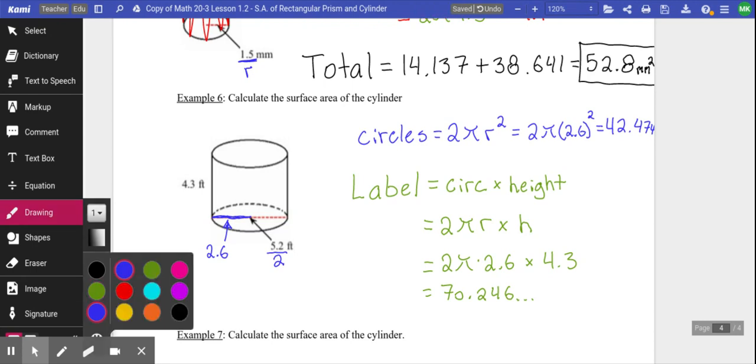So I have my area of my circles. I have my area of my label. If I add them together, that will be my total.